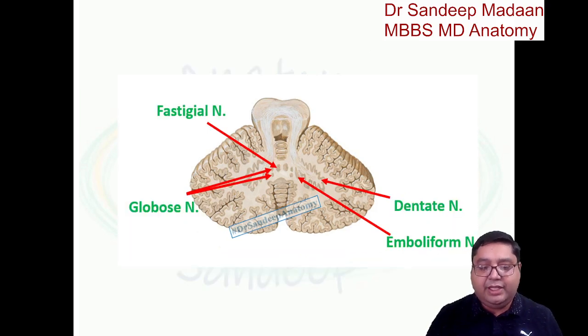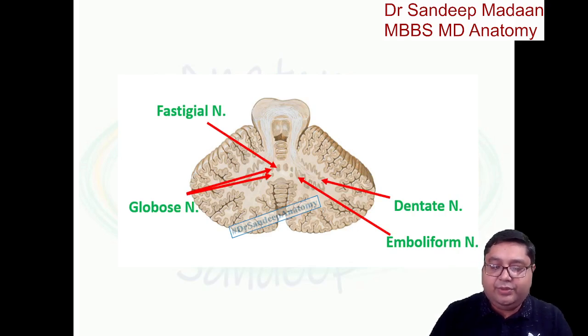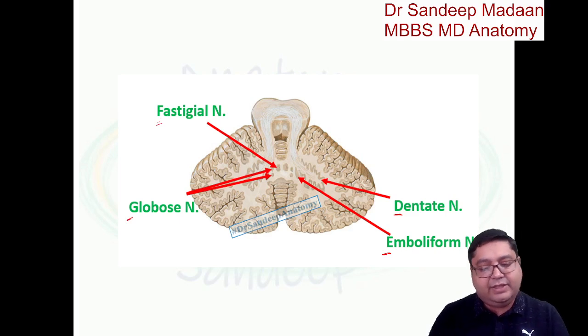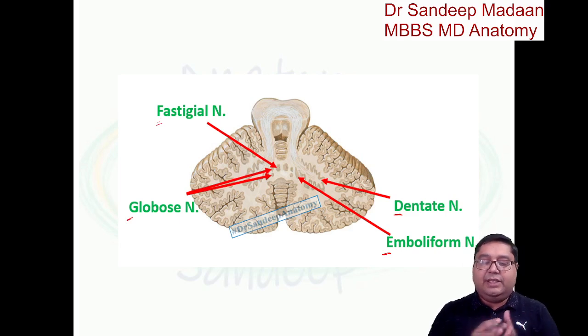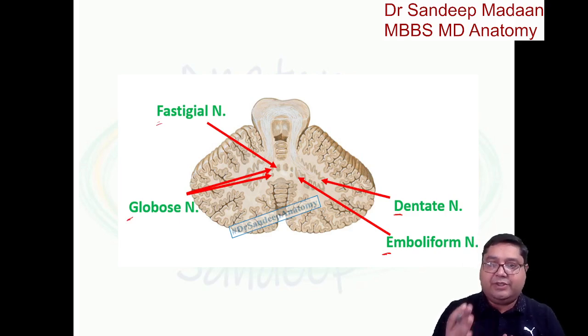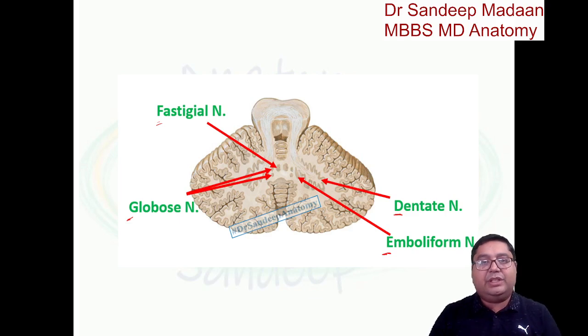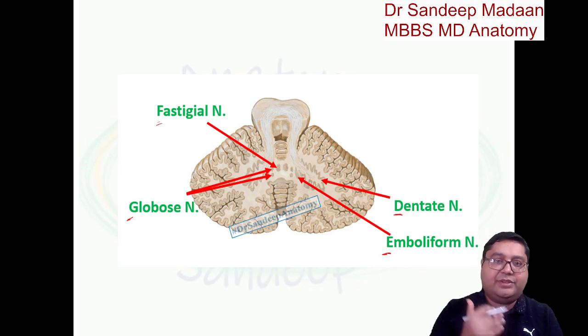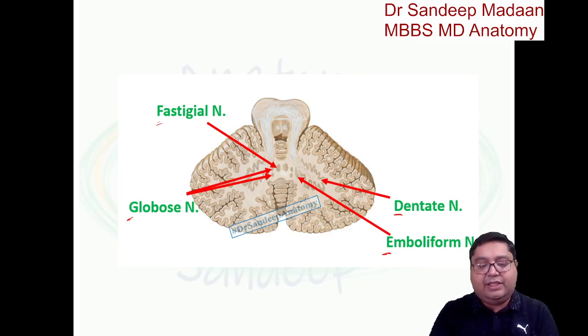And to remember their names, we can use the mnemonic: doctors eat good food. D for doctors, D for dentate, eat is emboliform, good is globose, and food is the fastigial. So that is our mnemonic, and these are the names of the nuclei. Now the fastigial nucleus is by and large having the connections with the vestibular nucleus, and the emboliform and the globose together are called nucleus interpositus, having the connection up to the spinal cord level. Whereas the dentate nucleus is connected to the cerebrum via the thalamus.